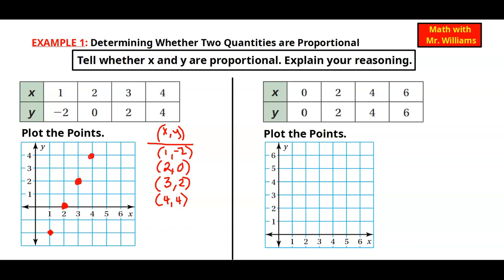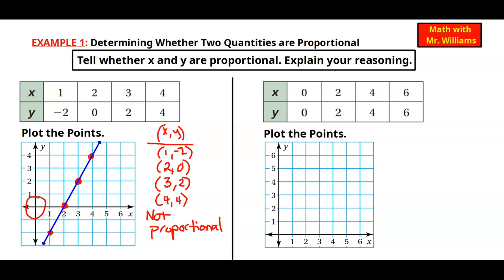And now I'm going to go ahead and connect those. You can see it does make a line. However, it does not go through the origin. If it went through the origin and created a line, then it would be proportional. So this one is not proportional. All right, on to the second one.